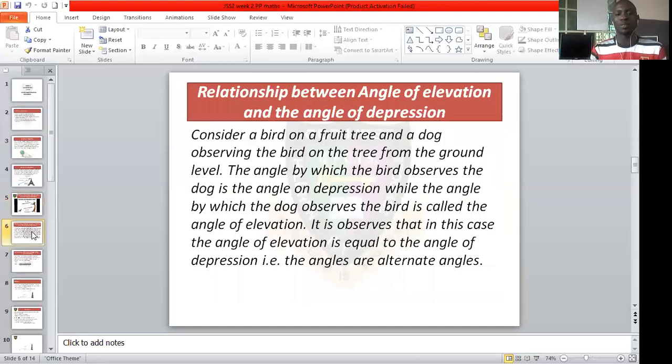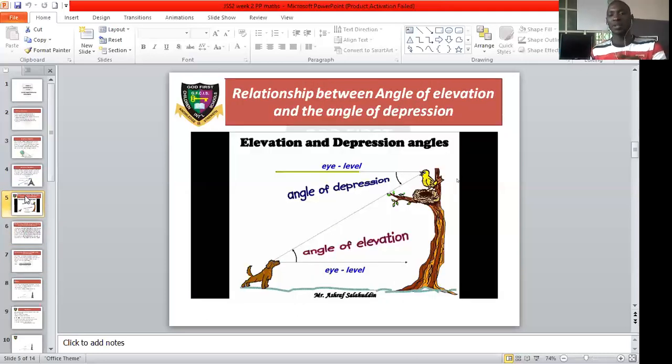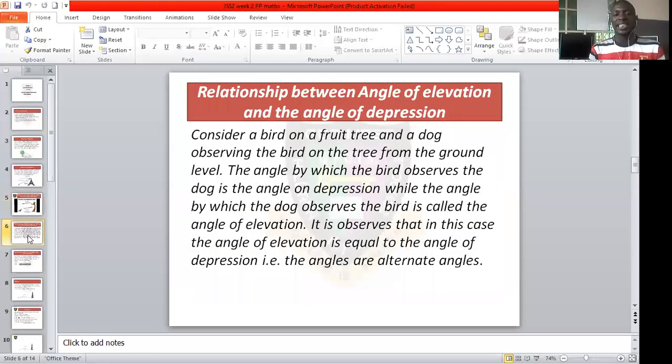So this is the relationship I read. Consider a bird on a fruit tree, and a dog observing the bird on the tree from the ground level. The angle by which the bird observes the dog is called the angle of depression, while the angle by which the dog observes the bird is called the angle of elevation. It is observed that in this case, the angle of elevation is equal to the angle of depression.